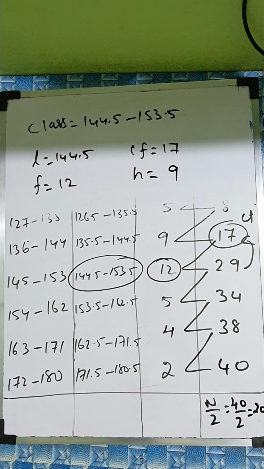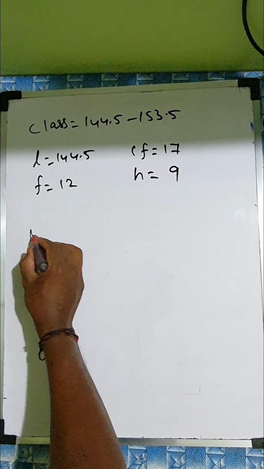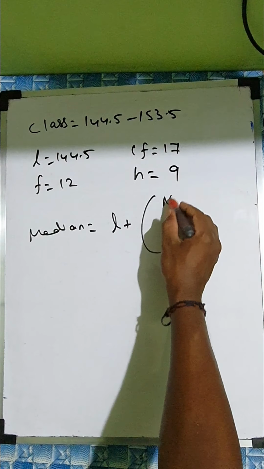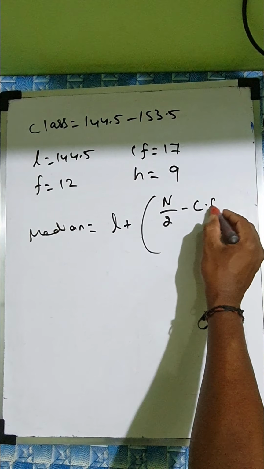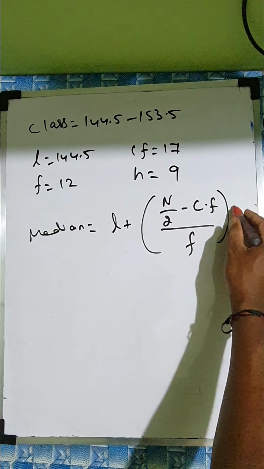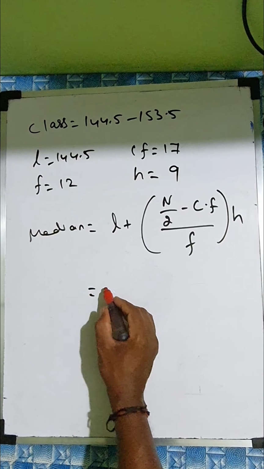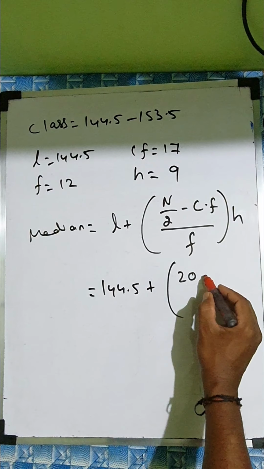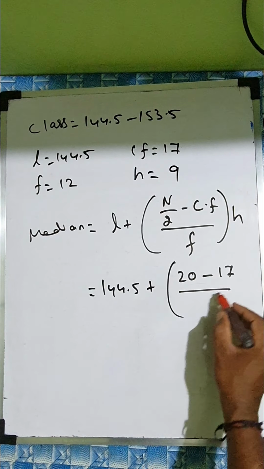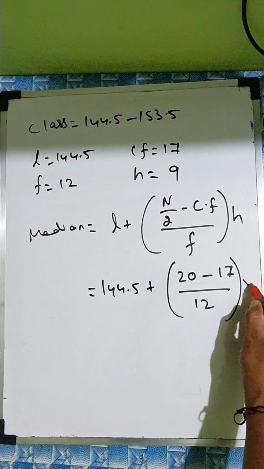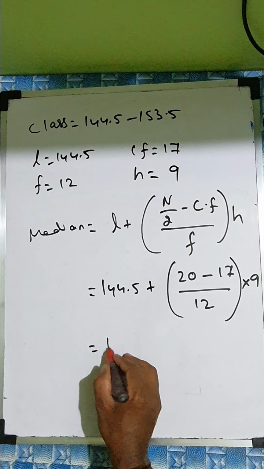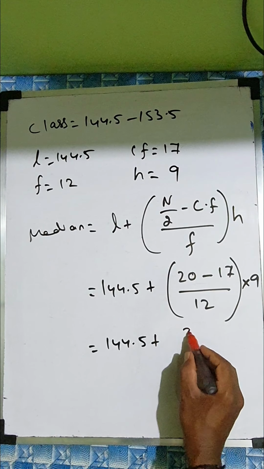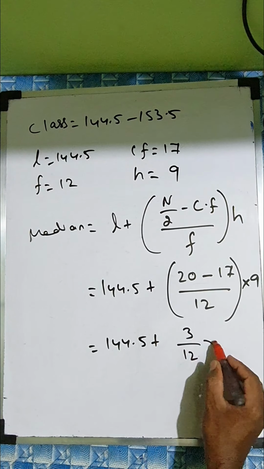So now we'll apply the formula. Median equals L plus (n by 2 minus CF) by F into H. So L is 144.5, n by 2 is 20, minus CF is 17, by frequency 12, into H is 9. So 144.5 plus, subtract 20 minus 17 is 3, 3 by 12 into 9.